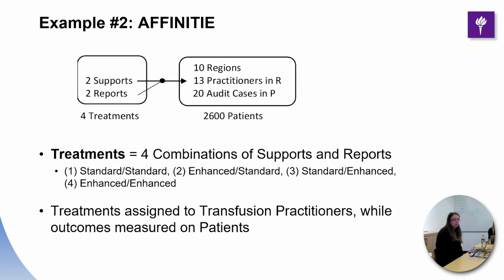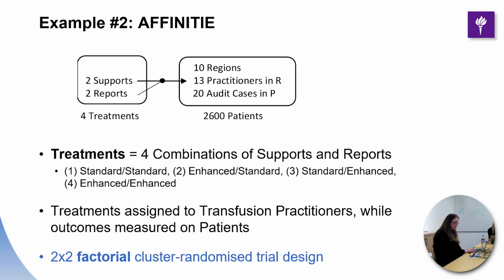We made it a little bit more complicated than this when we did the trial ourselves, in that we separated out the effect of the support from the effect of the reports. So we ended up with a 2x2 factorial design. We again decided to randomise those 4 treatments to the practitioners within the regions and collect data on the patients. And that was a 2x2 factorial cluster randomised trial design.